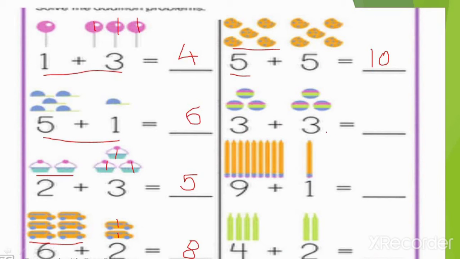Okay. 3 plus 3. That means we already have 3 objects and we have to add 3 more to it. So 3, 4, 5 and 6. By adding 3 to number 3, we get number 6. 9 plus 1 means we already have 9 objects. We have to add 1 more to it. 9 and 10. Our sum is 10.